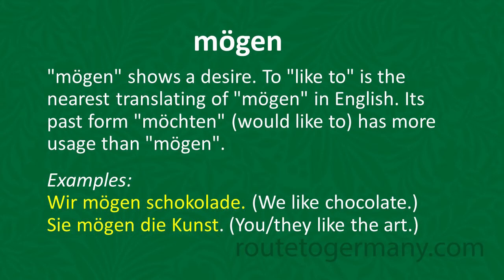Mögen shows a desire. Like to is the nearest translation of mögen in English. Its past form, möchten, which means would like to, has more usage than mögen. We will discuss the past form of modal verbs after learning the past tense in level A2. Some examples are: Wir mögen Schokolade. We like chocolate.